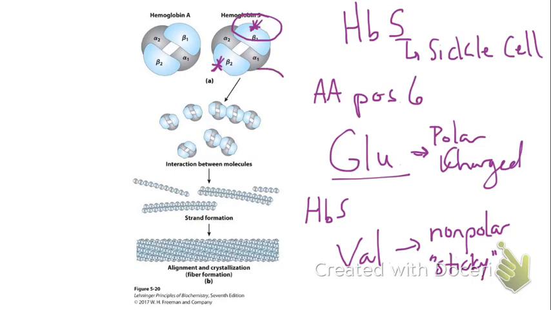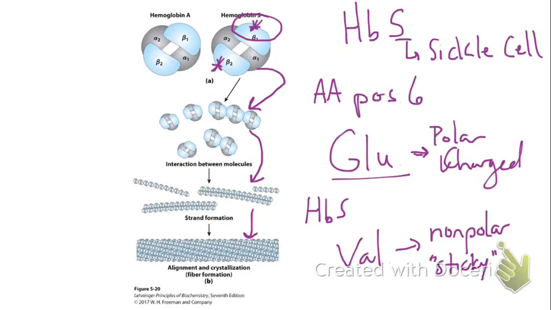And what that can cause is interaction between molecules. And when those molecules interact, again, this is at the T state with low oxygen, when a lot of molecules start forming, then we can start getting strands. And once we start getting strands, then we can start getting crystallization. We can get the fibers that form, which will then affect the shape of our red blood cells to make them more rigid into more of that sickle shape that we're all familiar with.